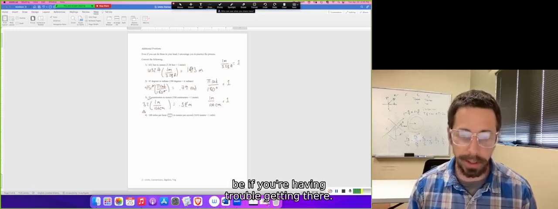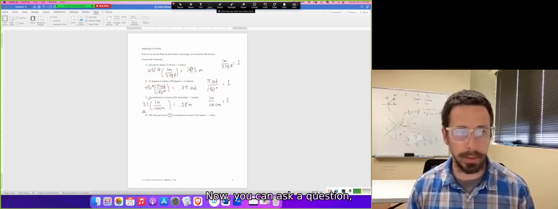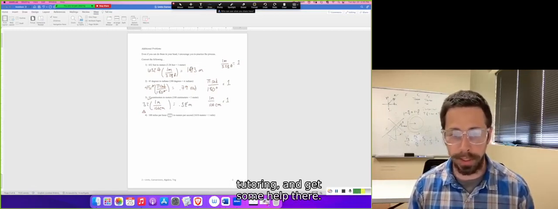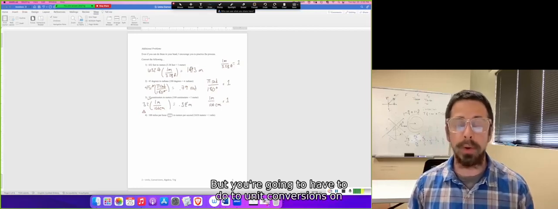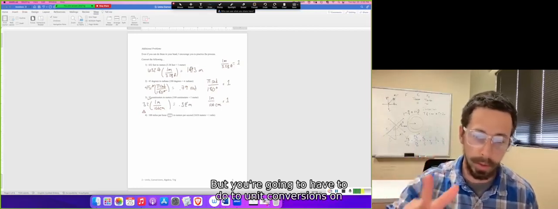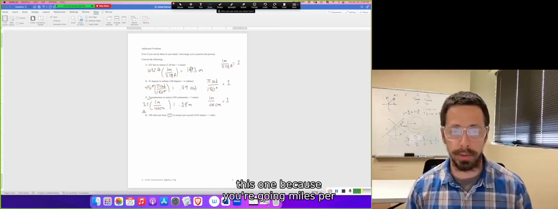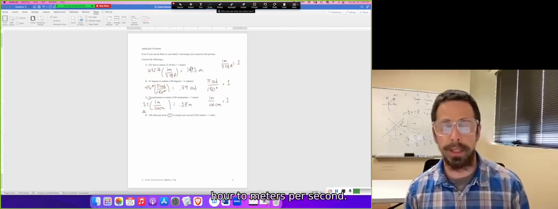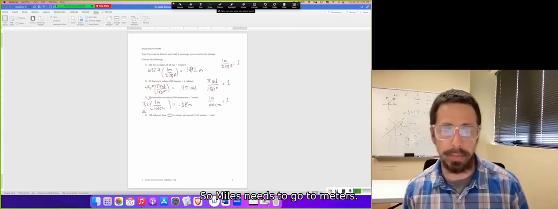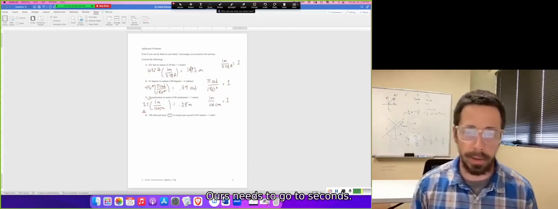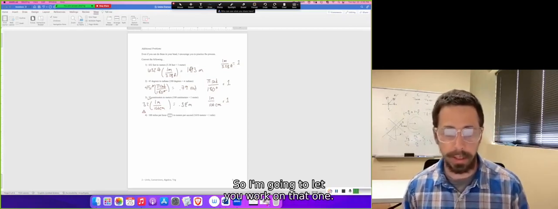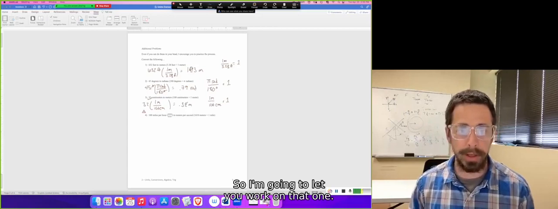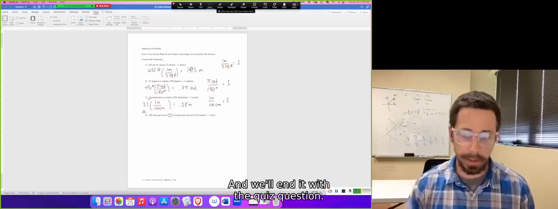If you're having trouble getting there, well, you can ask a question, come to office hours, go to tutoring, and get some help there. But you're going to have to do 2 unit conversions on this one because you're going from miles per hour to meters per second. So miles needs to go to meters, hours needs to go to seconds. And so I'm going to let you work on that one, and we'll end it with the quiz question.